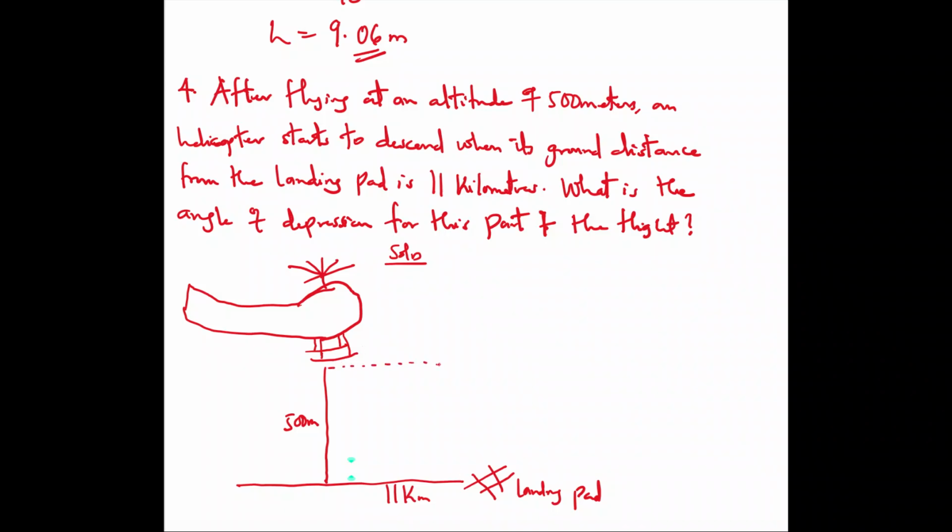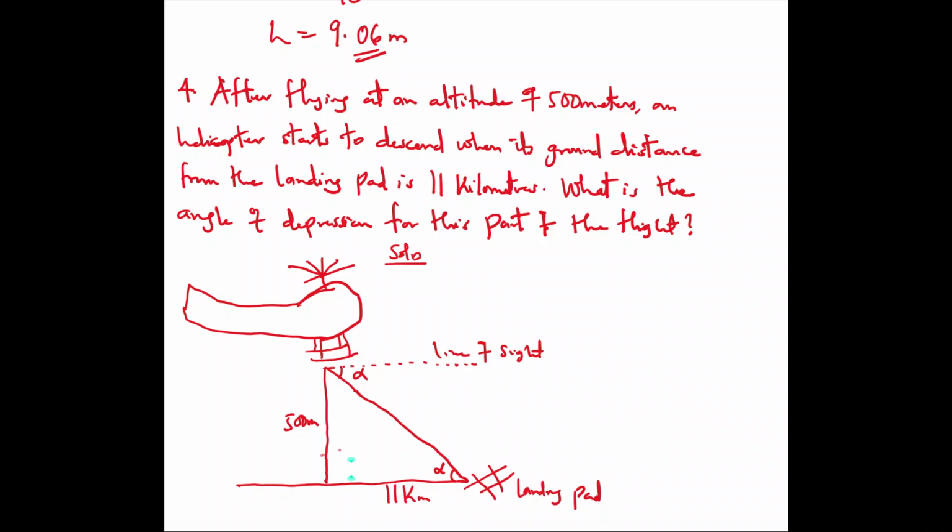Okay, so now this is the line of sight. This is the horizontal view, line of sight. Because this is an angle of depression, we are dealing with the angle of depression. So let's call this angle alpha. Now that this is the angle alpha, this other angle will also be equal to alpha.